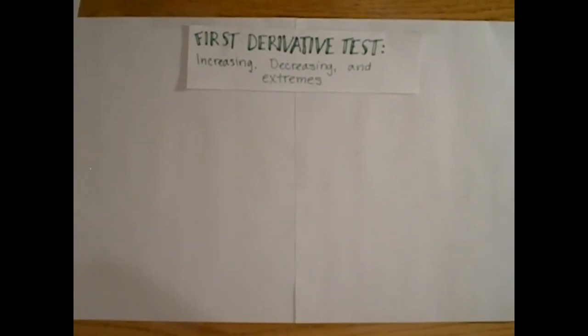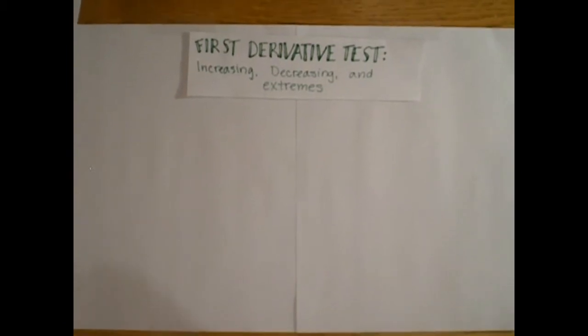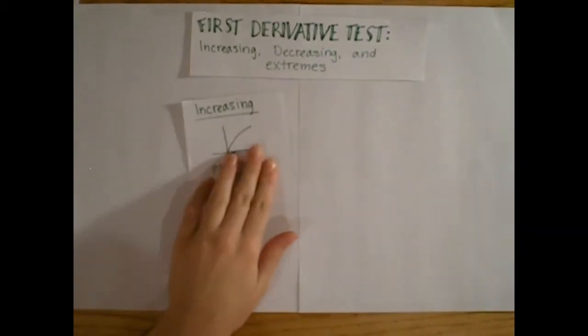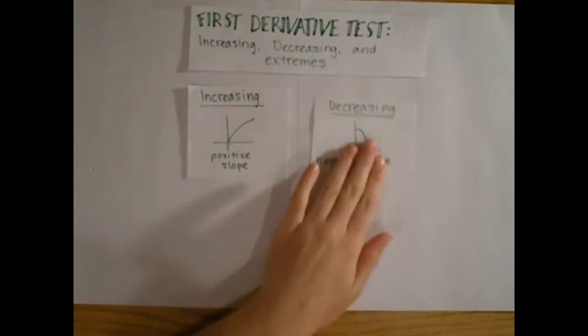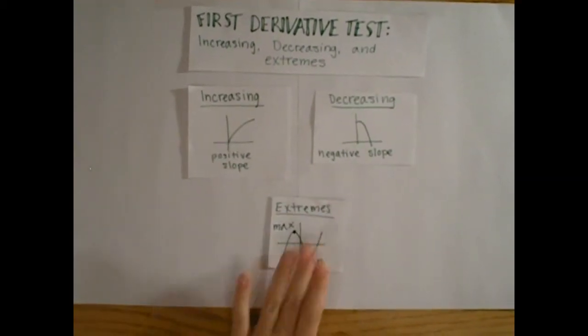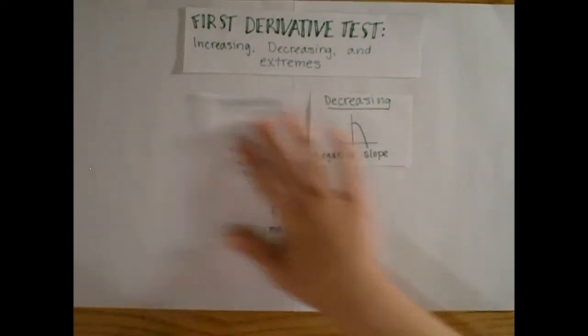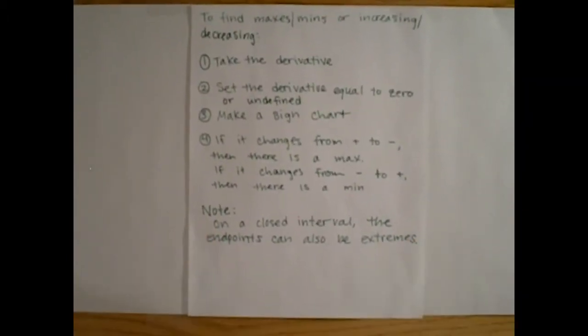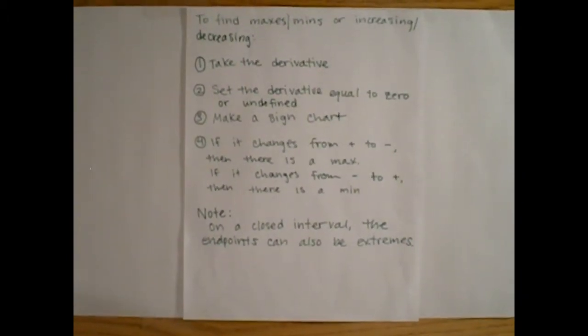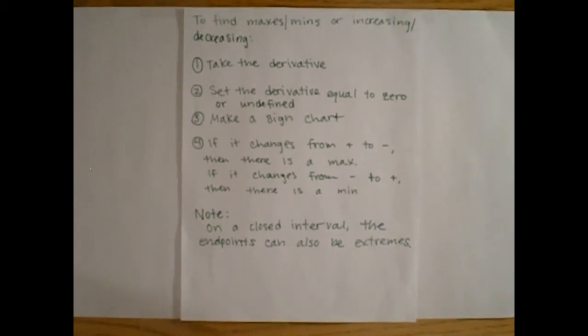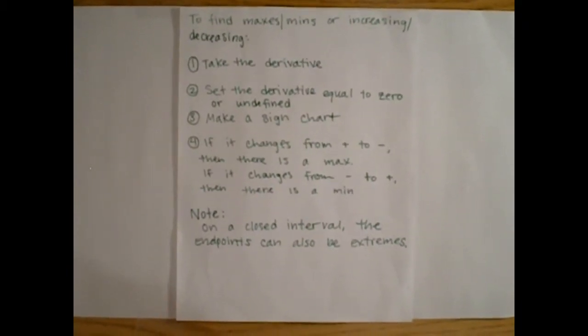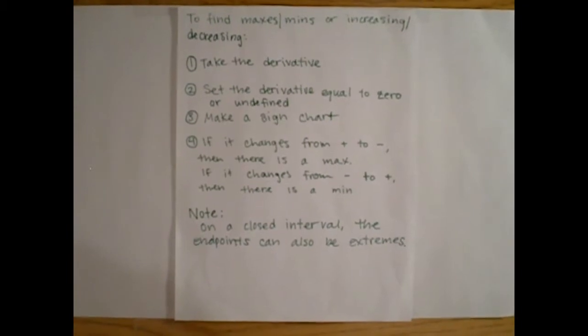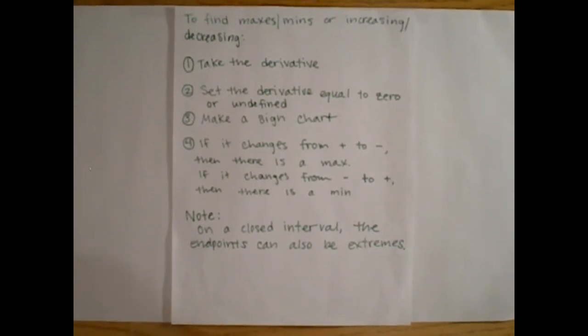The first derivative test is to find where a function is increasing, decreasing, or there are maxes or mins on a function. In order to do this, the first thing we need to do is take the derivative of the function. Then we set the derivative equal to 0 or find where it's undefined. Then we'll make an f prime sign chart to see where the derivative is positive or negative.